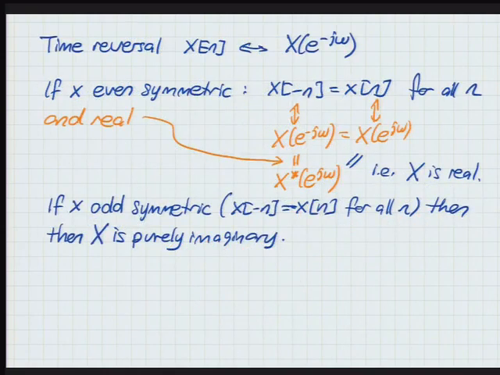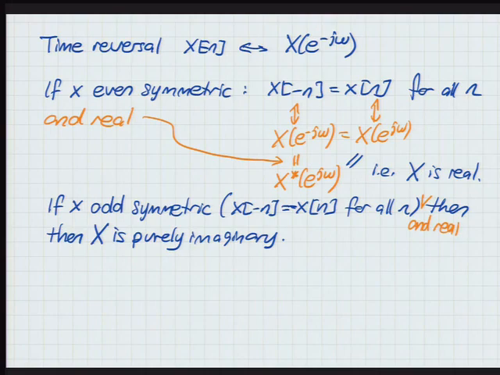So the signal is not purely imaginary. The Fourier transform is purely imaginary. The signal is real, in fact. So, again, this needs to be written. If x is odd symmetric and real, because of odd symmetry, the Fourier transform becomes purely imaginary.